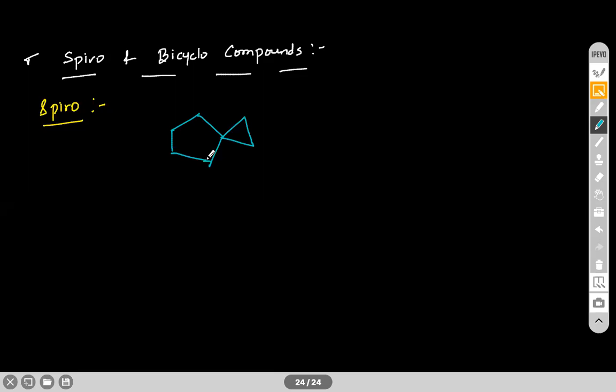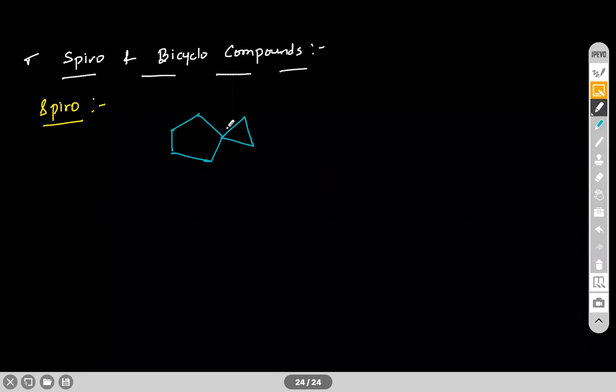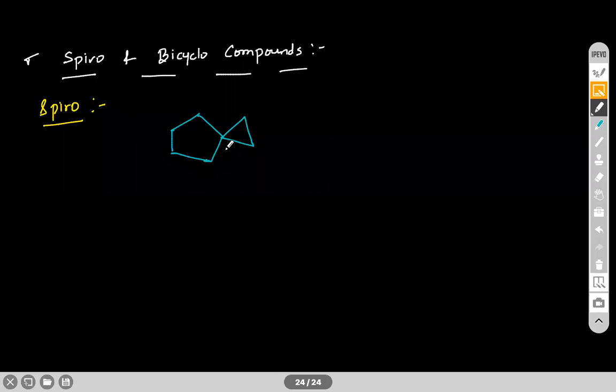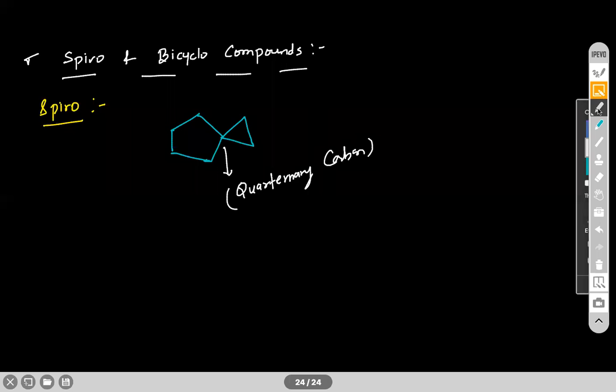This is the compound we have, suppose. So is this a spiro compound? Yes, it is, because the two rings, one is this one, another one is this, joined together by a quaternary carbon. No doubt. Okay.